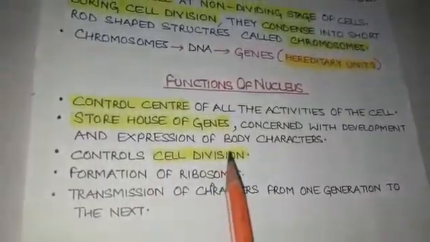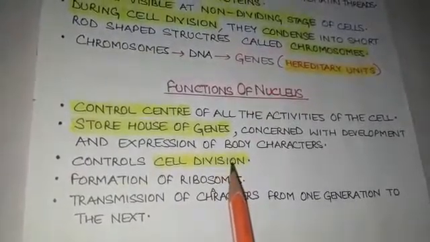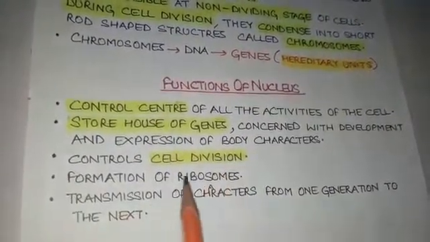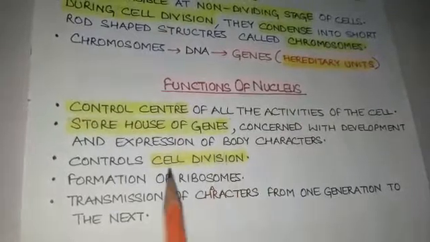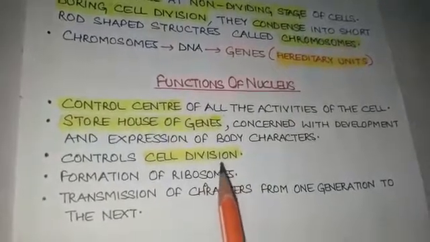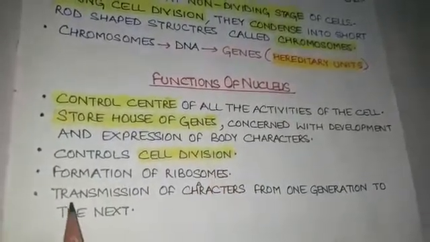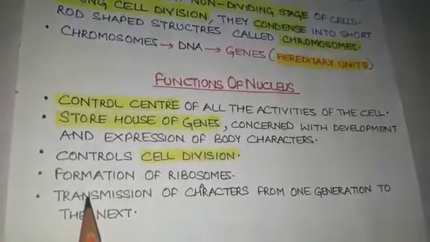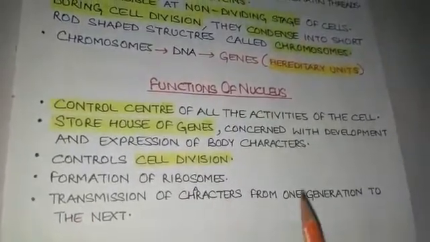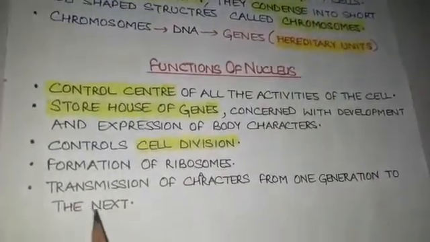Nucleus controls cell division. It helps in the formation of ribosomes, specifically the nucleolus present in the nucleus. And the last function of nucleus is it helps in the transmission of characters from one generation to another because it contains DNA.